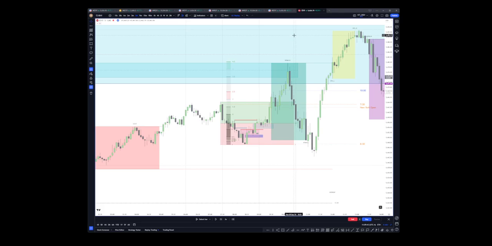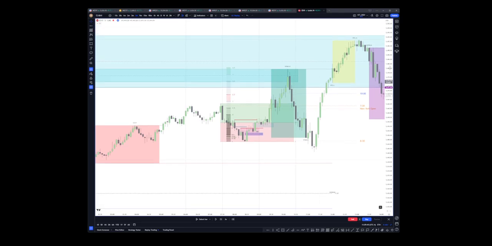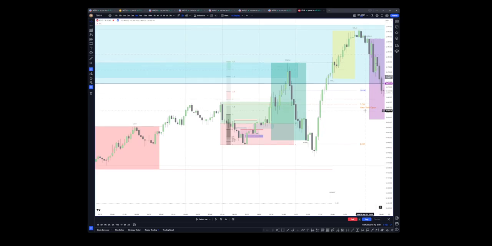So a higher time frame fair value gap always has more value than a lower time frame fair value gap, right? Right. Got it.